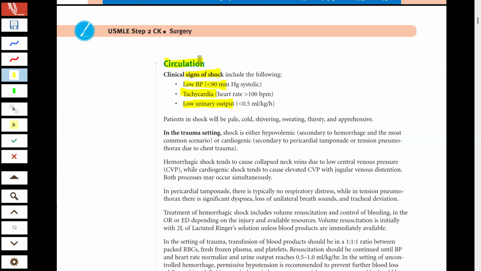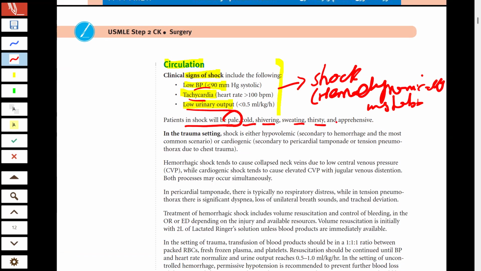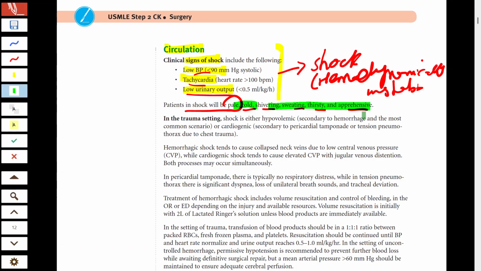So about the circulation, if you find this situation, we will consider the patient is in shock, hemodynamically unstable: BP less than 90, tachycardia, low urine output. It means circulation is compromised. Maybe it depends upon the causes as well. A patient in shock will be pale, cold, shivering, sweating, thirsty, and apprehensive. So this is the clinical picture of shock as well.